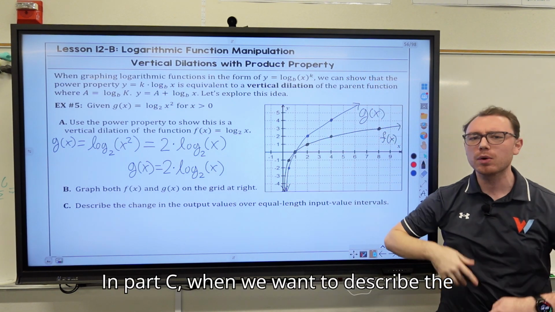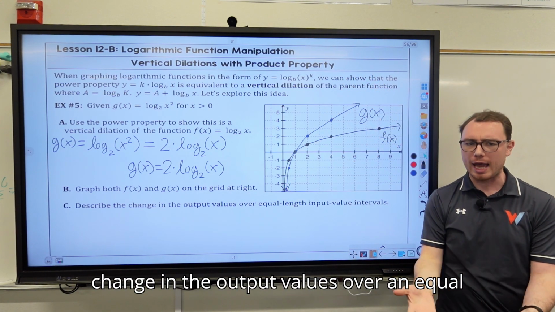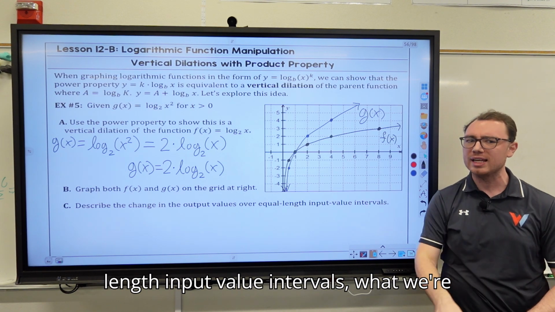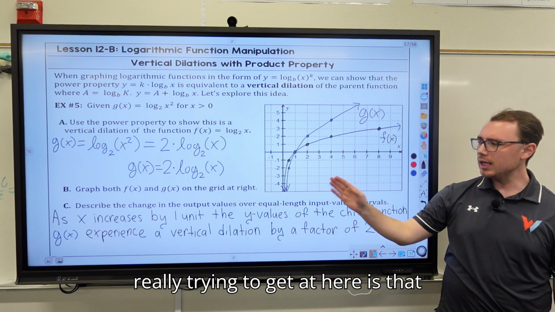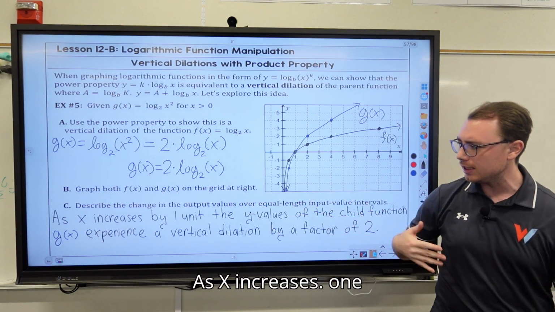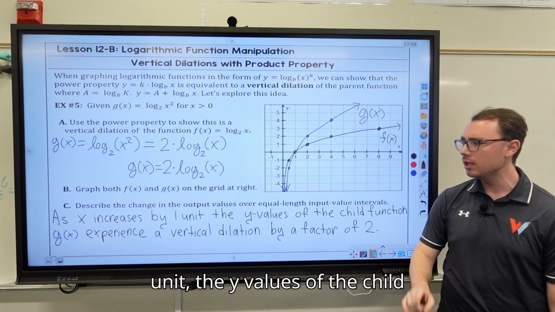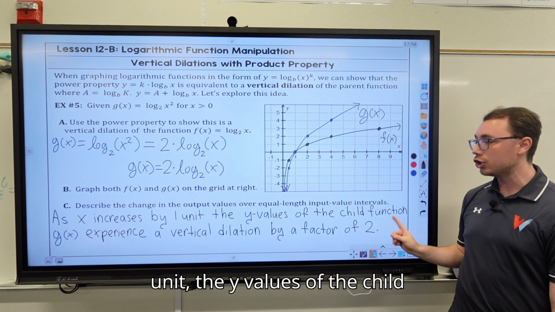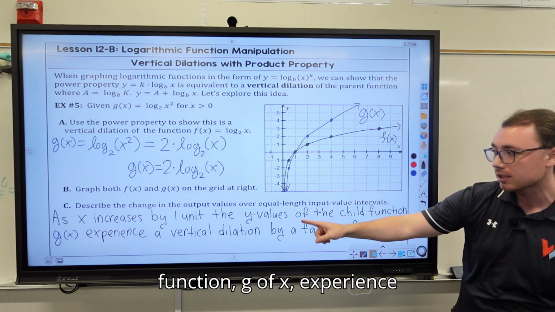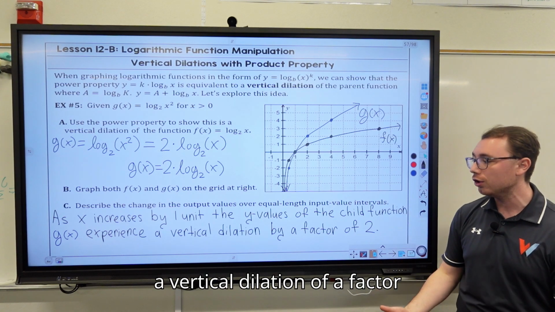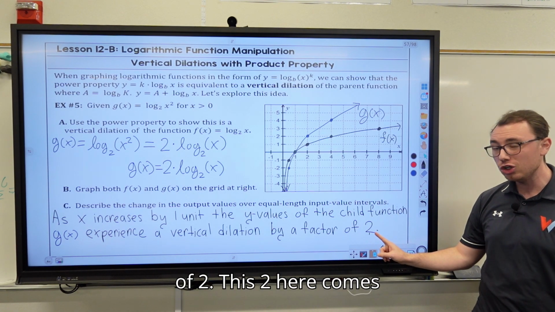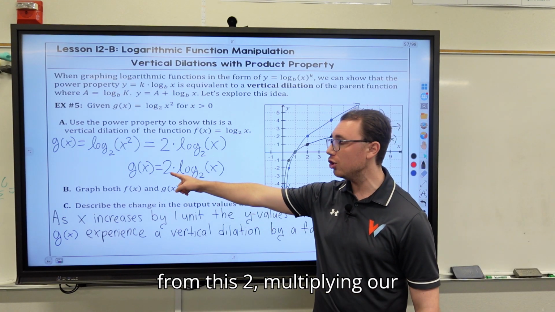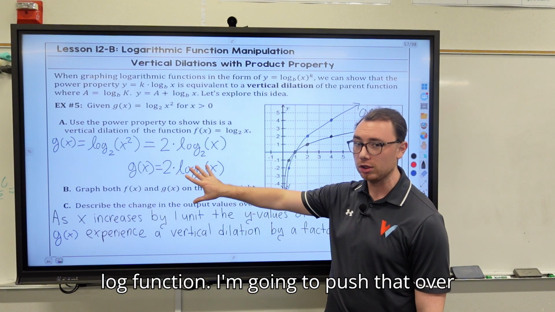In part C, when we want to describe the change in the output values over equal length input value intervals, what we're really trying to get at here is that as x increases 1 unit, the y values of the child function, g of x, experience a vertical dilation of a factor of 2. This 2 here comes from this 2 multiplying our log function.